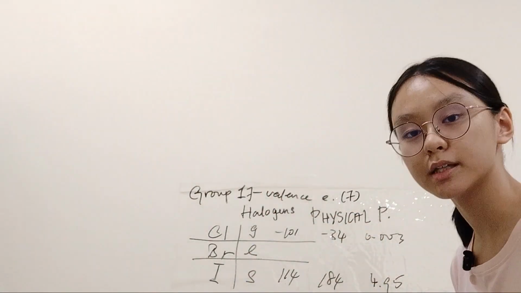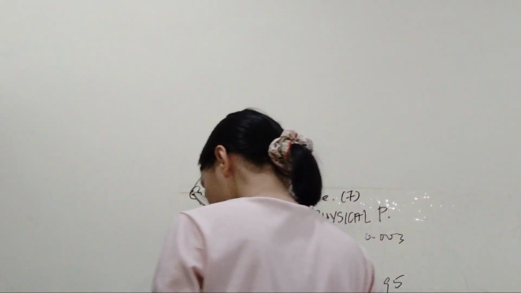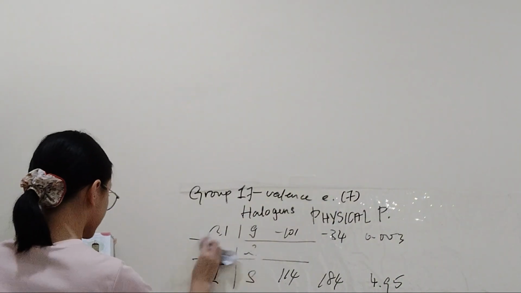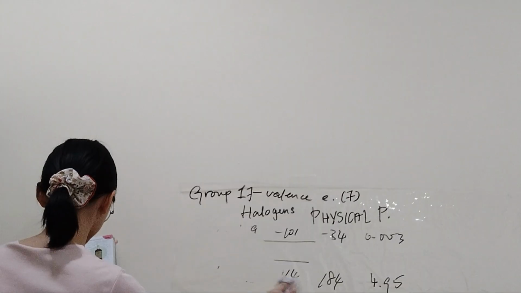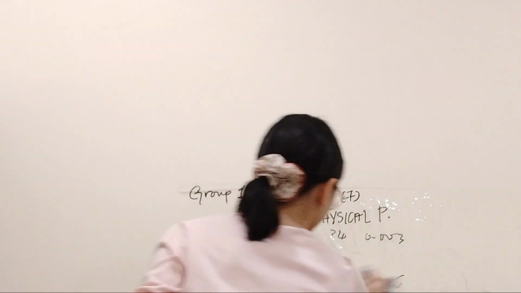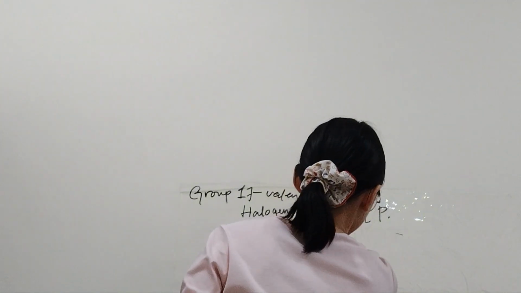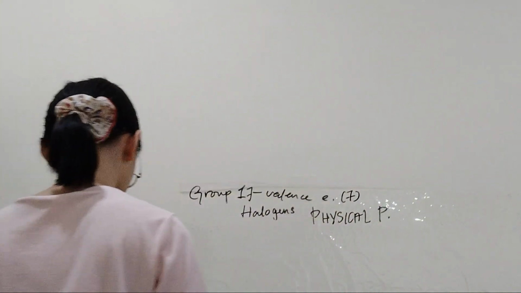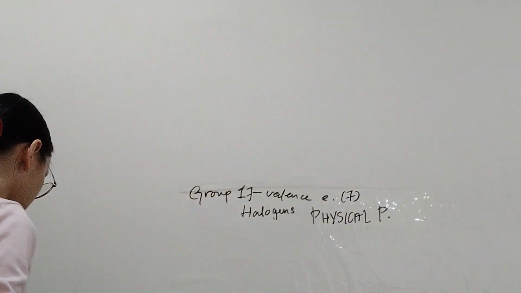Then they explain it to you. Going down the group, the increase in molecular size will cause the attraction force between molecules to become stronger. Okay, what are they going on about? Let's look over here. The melting point and boiling point will increase because more heat energy is required.